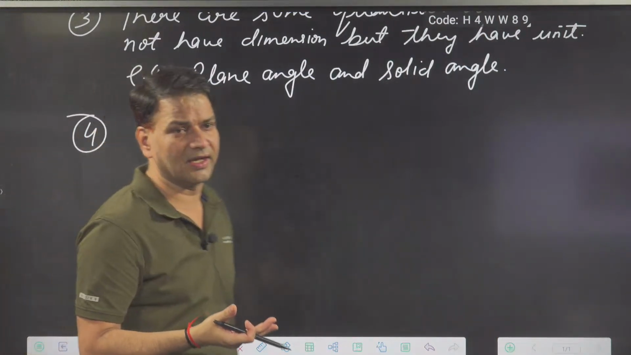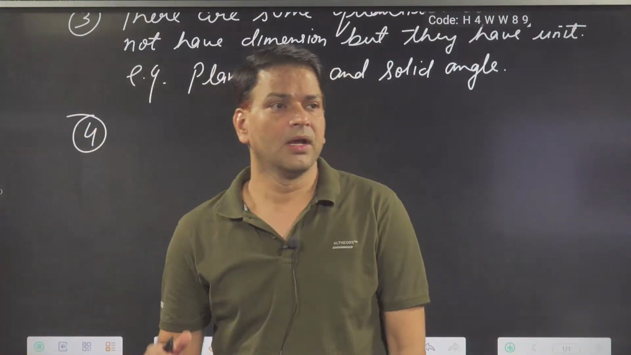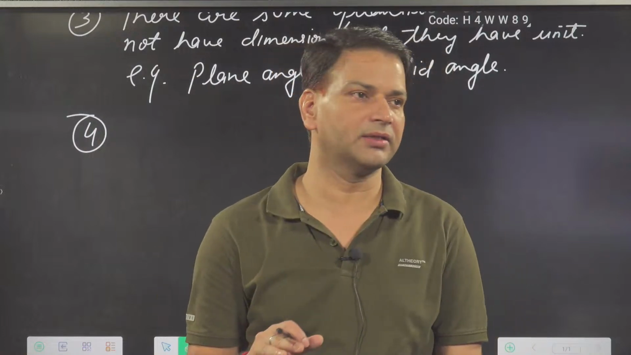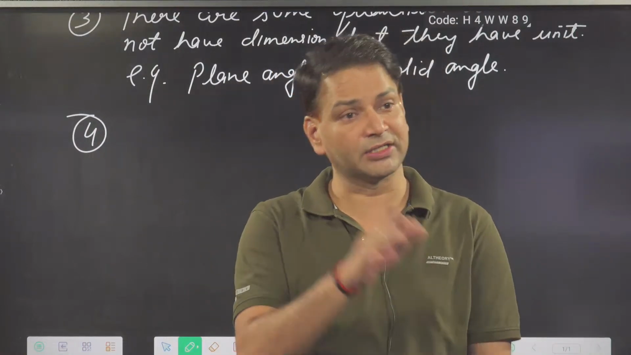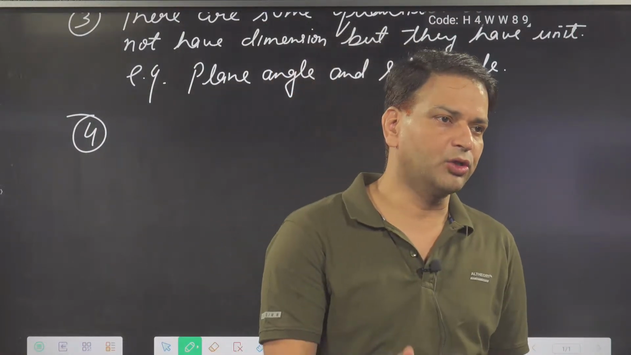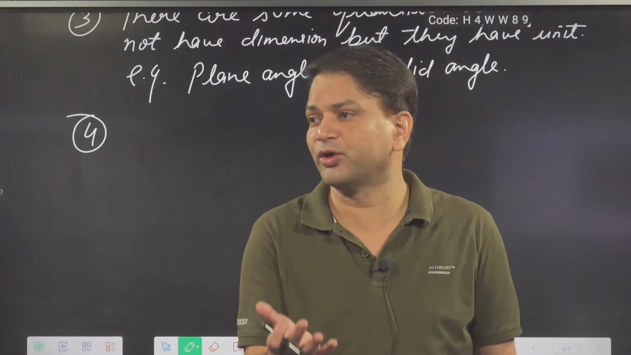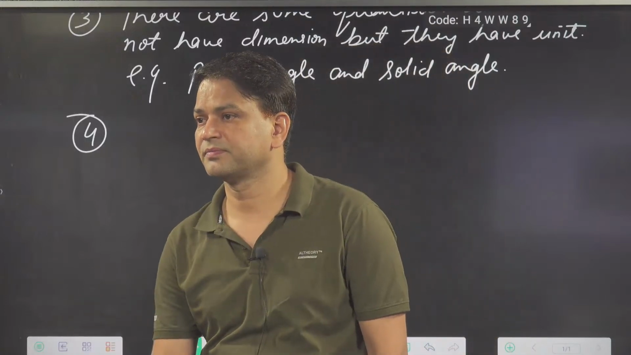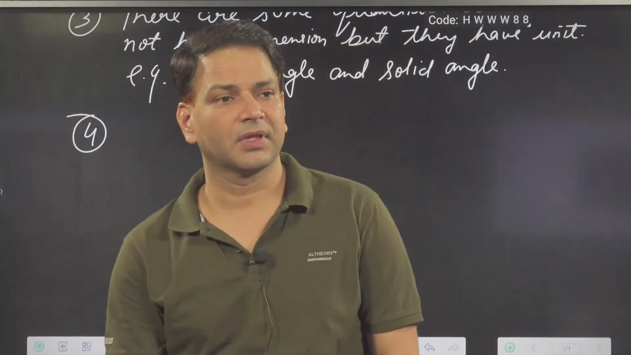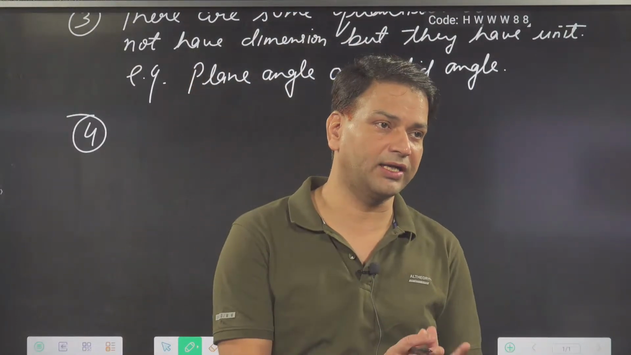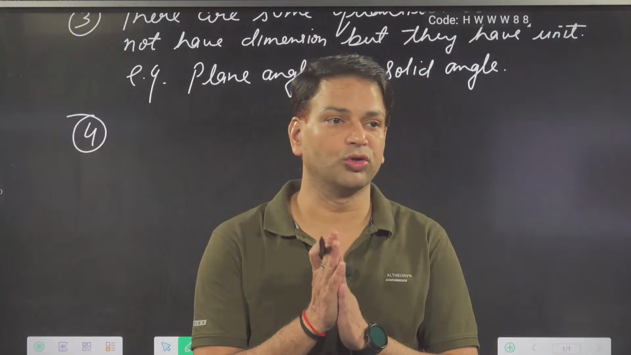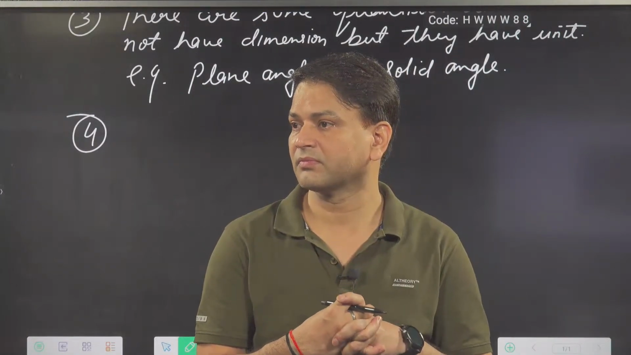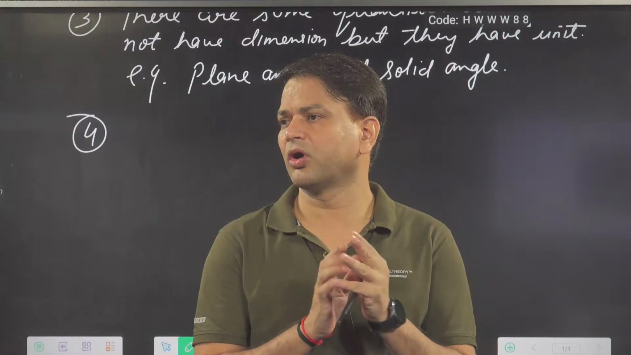Suppose I am asking this question: is there any quantity that has dimension but does not have unit? Can you say there is any unit that has a dimension but no unit? Can you say any quantity that has dimension but no unit?